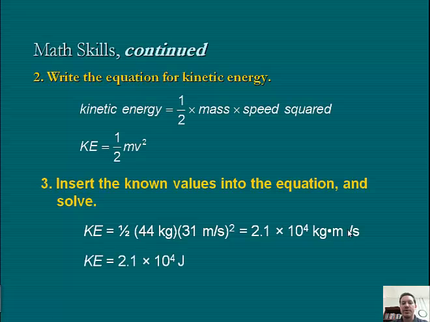I should have squares in here too. This should be kilograms times meters squared per second squared, which again just simplifies to joules anyway. So whenever you have work, potential energy, or kinetic energy, you're going to write this capital J for joules. And if we didn't want times 10 to the 4th, we could write it out as 21,000 joules.